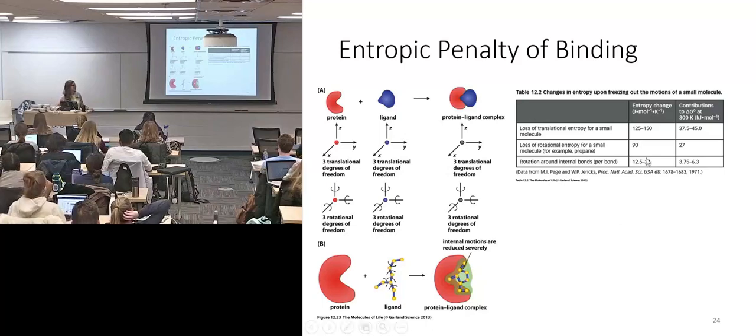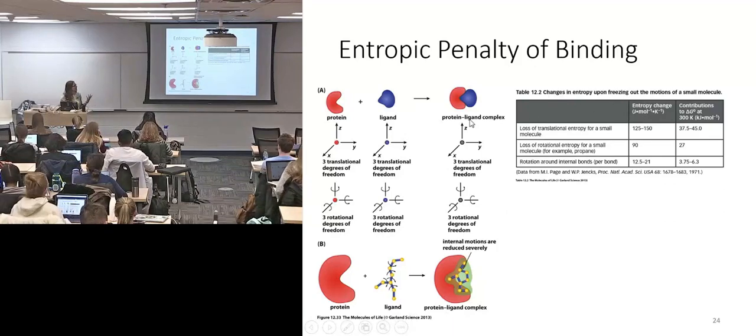They also have rotational degrees of freedom about all of those axes. So again, the protein can spin in space, the ligand can spin in space. And then also along the ligand itself, at each of these backbone spots, there could be some additional rotational conformations going on. So these are changes in entropy upon the freezing out of motions of the small molecule.